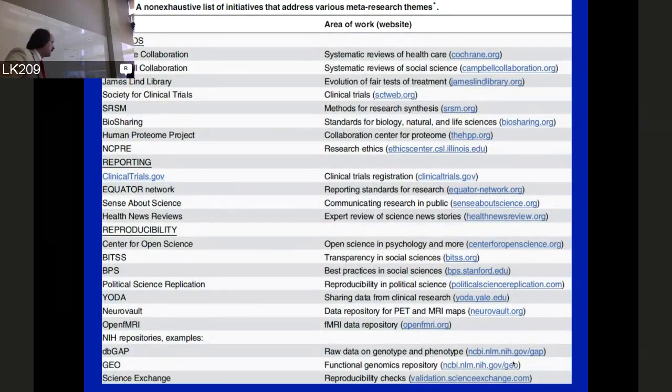NeuroVault, another effort that is here on campus. I have several colleagues in the neurosciences and psychology. Is Russ and Brian Hill? No? Okay. Yes.